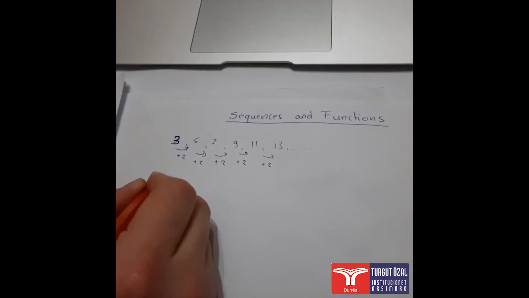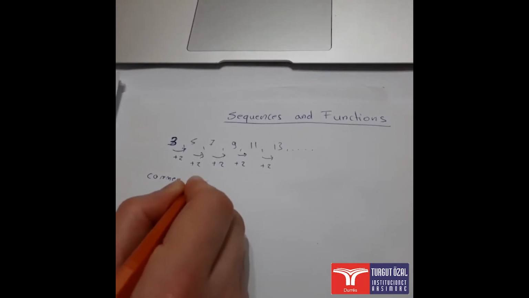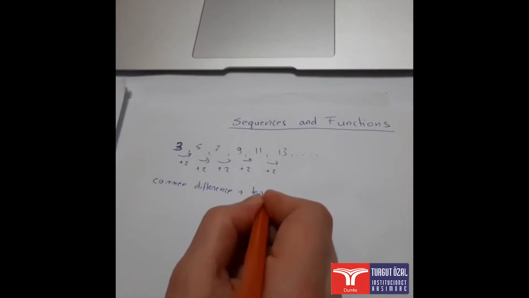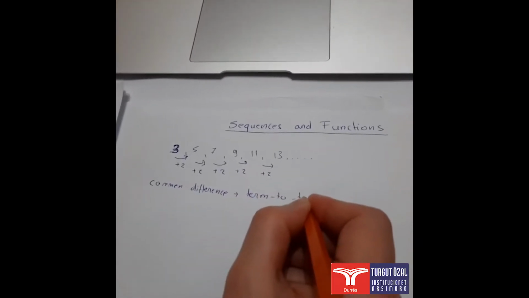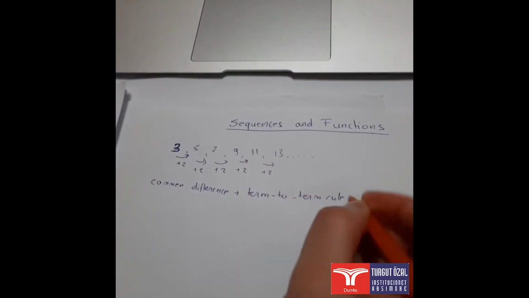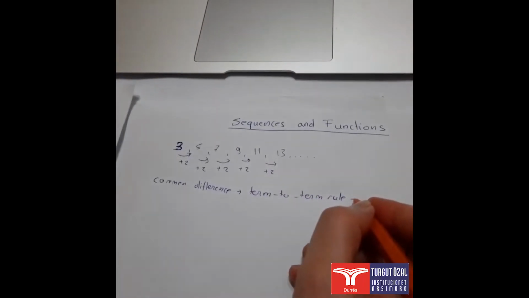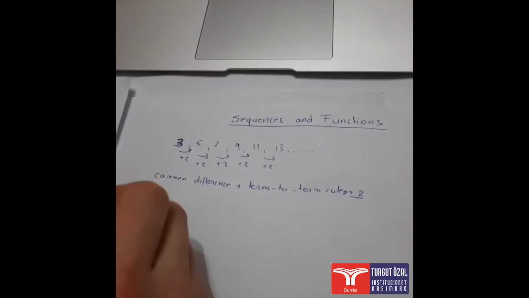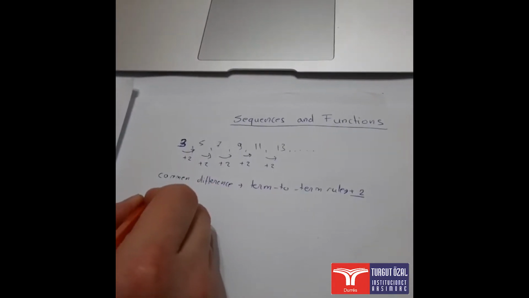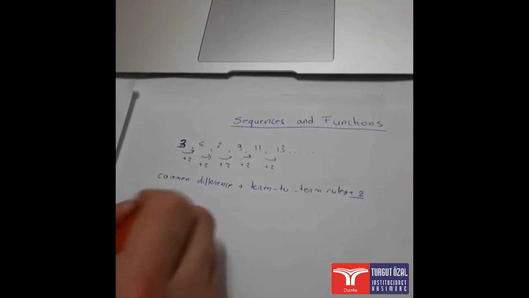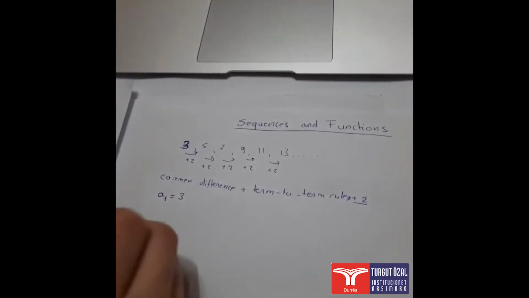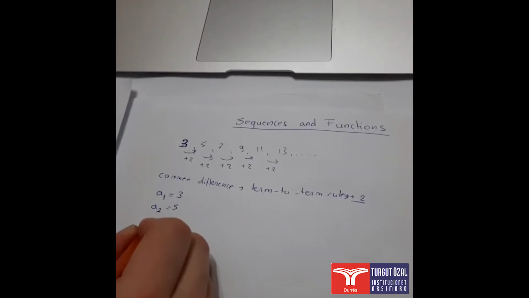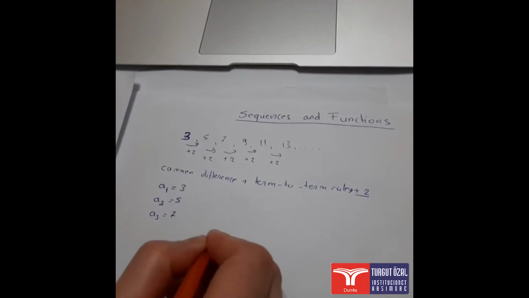So let's write the common difference, which makes our term-to-term rule in our question: plus 2. On the terms, we denote the terms by using the letters A1. The first term is 3. The second term is 5. The third term is 7, and so on.